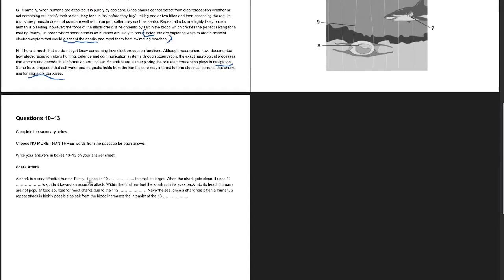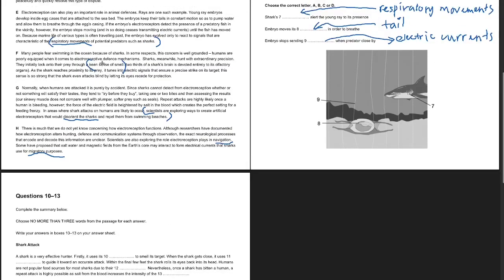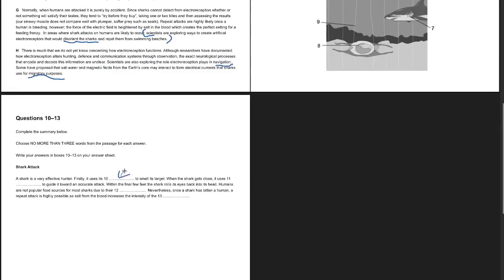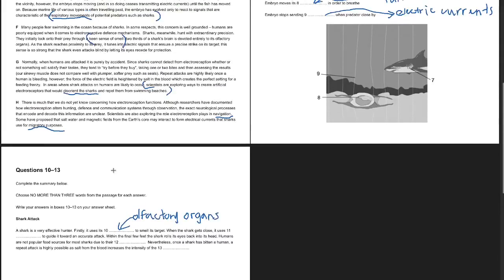So a shark is a very effective hunter. Firstly, it uses its olfactory organs to smell its target because here it says smell. So here 10 should be olfactory organs. So even though I said in the beginning that probably in the first few paragraphs, you should also look at the back paragraphs to find the correct answer. All right. So then when the shark gets close, it uses what to guide it towards an accurate attack.